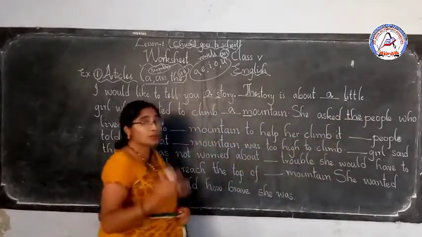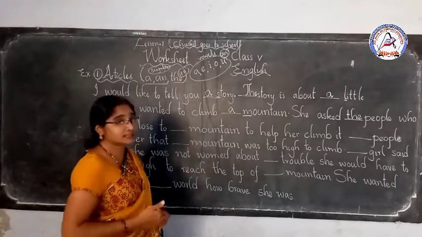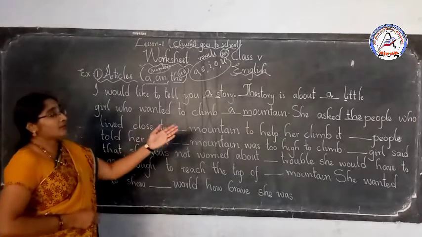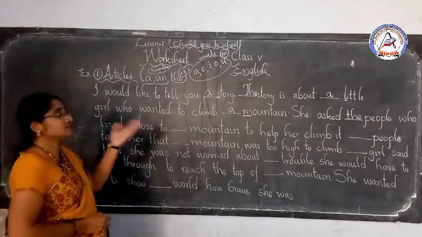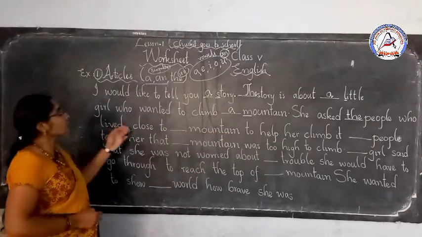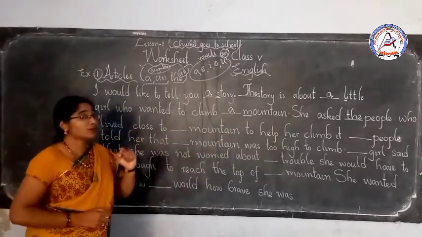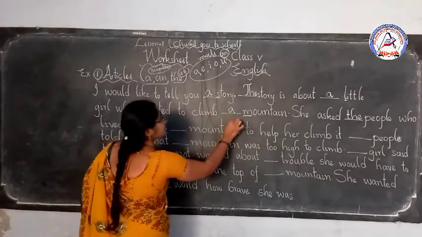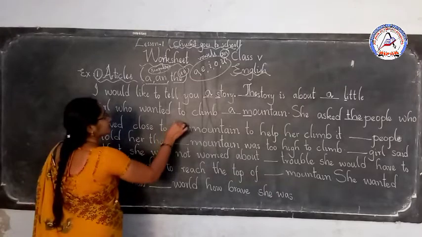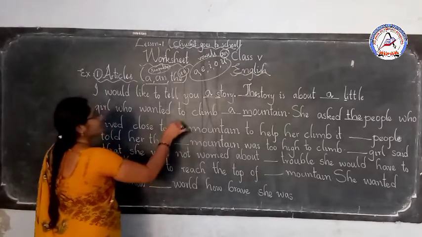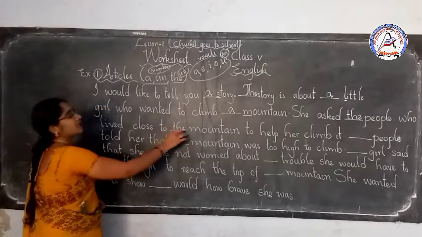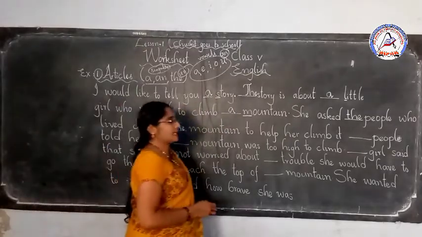If you already know the people, if you are writing, then you will write the. Unknown people, for the first time, if you say, you will write A. Okay. However, people is plural, so you can't use A or an. The is perfect there. She asked the people who lived close to dash mountain. Which mountain? The mountain which already was said in the second sentence. So already known mountain. So you write the. First time A mountain. Same mountain you are talking about here. That's why you have to write here the mountain to help her to climb it.